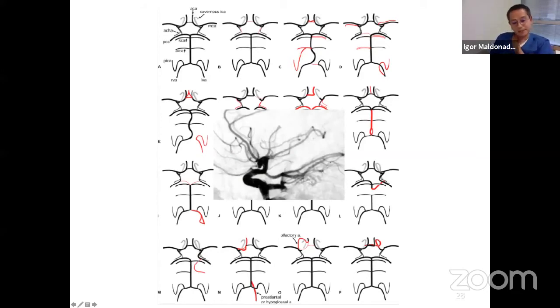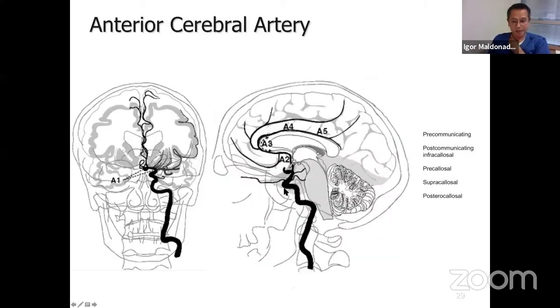Contrast was injected inside the internal carotid artery, and you see that the superior third of the basilar artery is very well opacified. You see even the superior cerebellar artery and PCA, and this is not the posterior communicating artery here. So what is this? This is persistence of the trigeminal artery, which is an embryonic remnant.